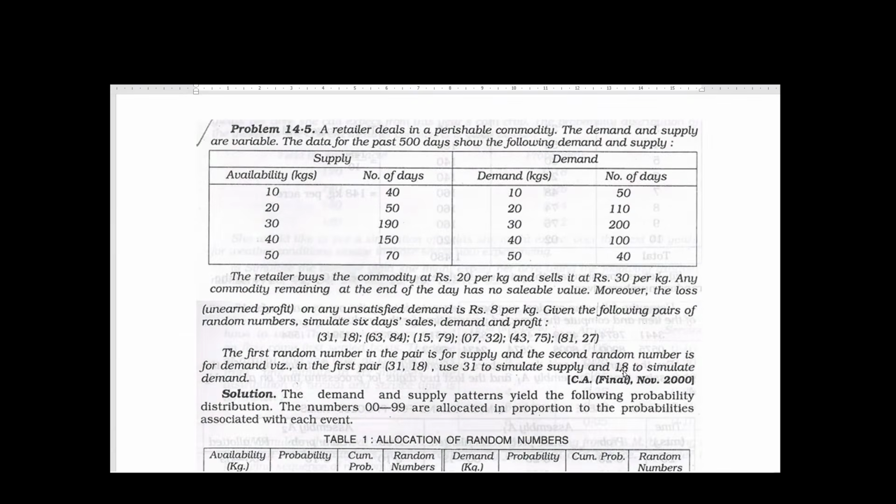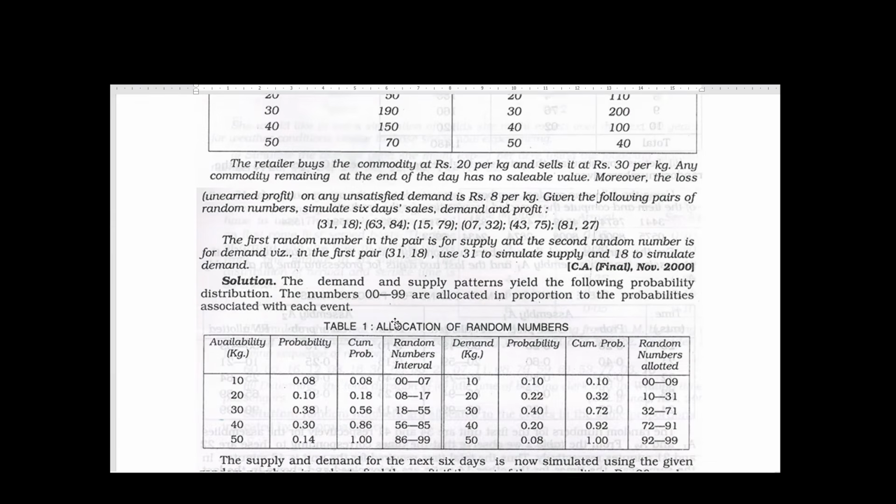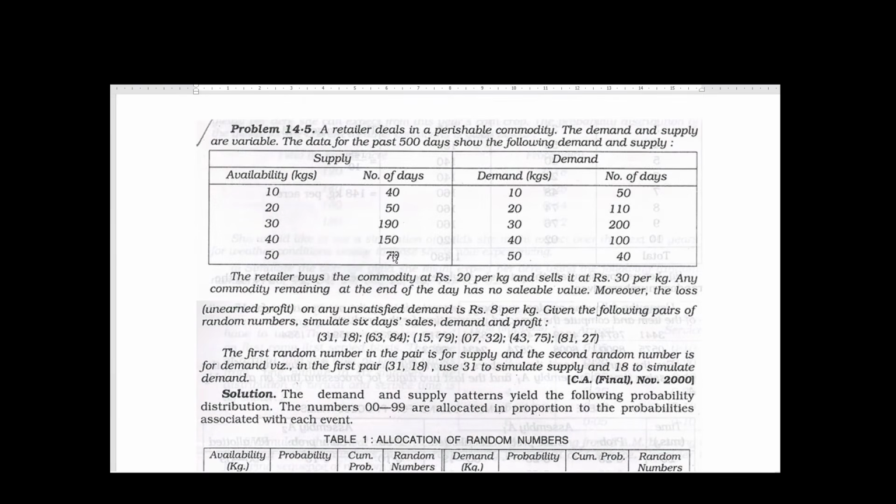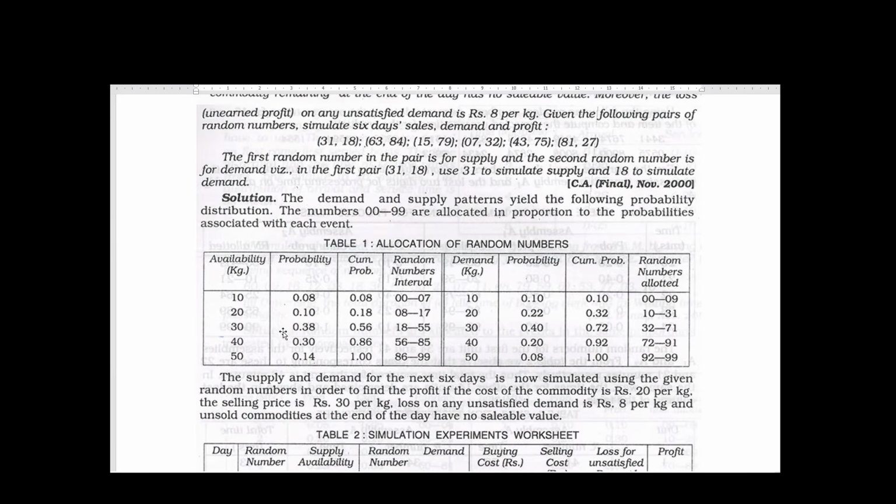You have another example which is of a similar type, but here now they have used two random numbers, because there is a variability or randomness in supply as well as demand. So now here they have given us availability and the number of days this availability is experienced. From here we can calculate the probability. So if you add this together and divide it by 40, you will get this probability.